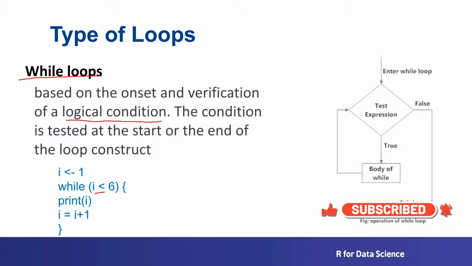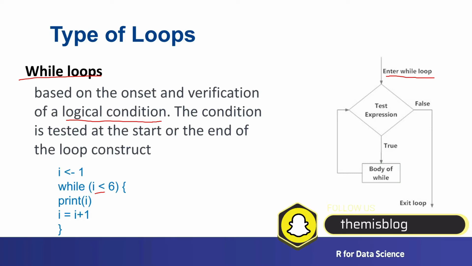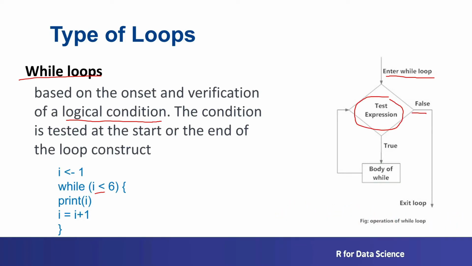So now this is the syntax, and this is how it works. It enters the while loop, and then we have a test expression. If it's false, immediately the loop will be broken. If it's true, it will keep looping till the test expression, which is the logical condition, becomes false.